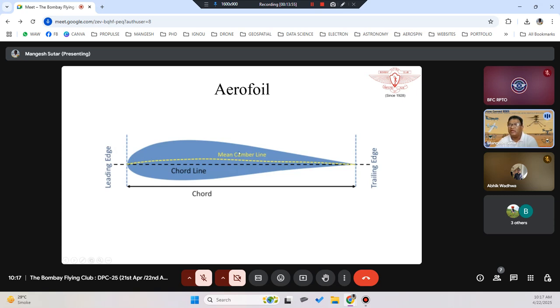Okay, so there are two lines what we call. One is the chord line. Chord line is always a straight line from the leading edge to trailing edge, whereas the camber line is the line from leading edge to trailing edge, keeping the distance from upper surface and the lower surface same. Okay, and the distance between the leading edge and the trailing edge is called chord.